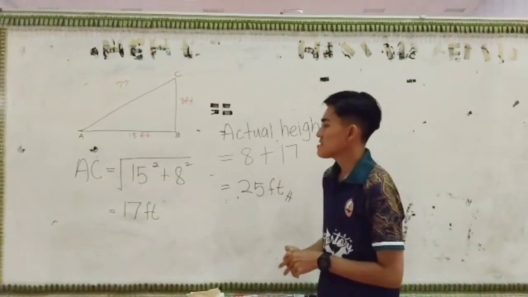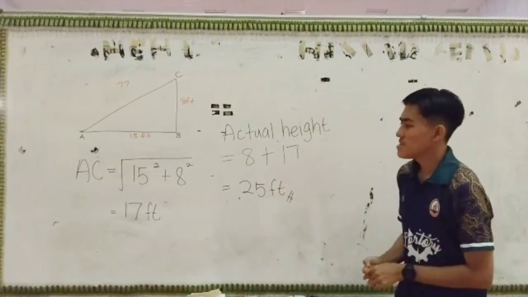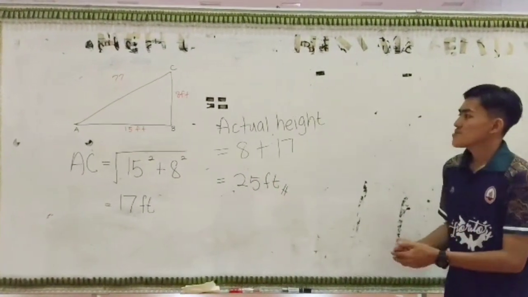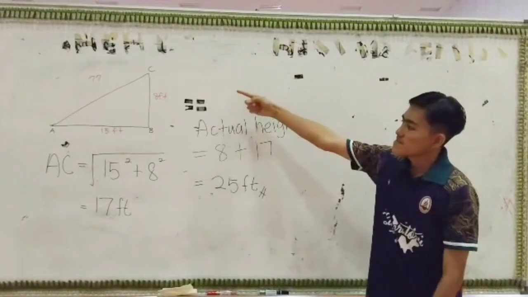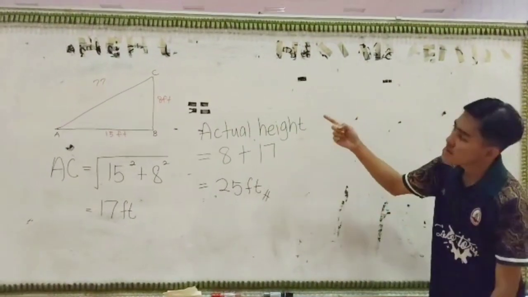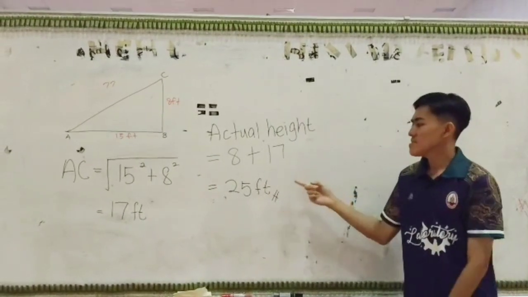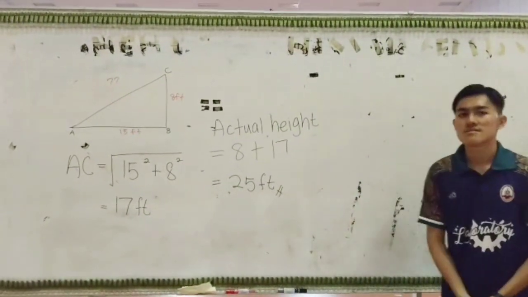Square root of 15 squared plus 8 squared. We get 17 feet. But we need to find the actual height. So we need to add the lengths CB and CA. We get 8 plus 17 equals 25 feet.